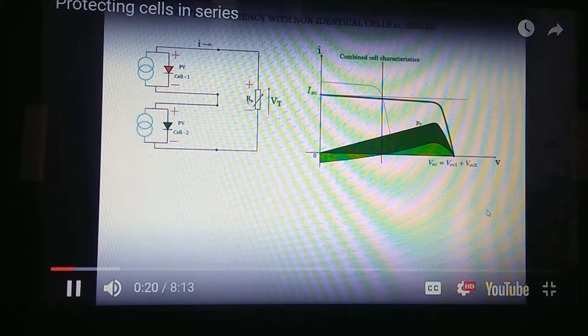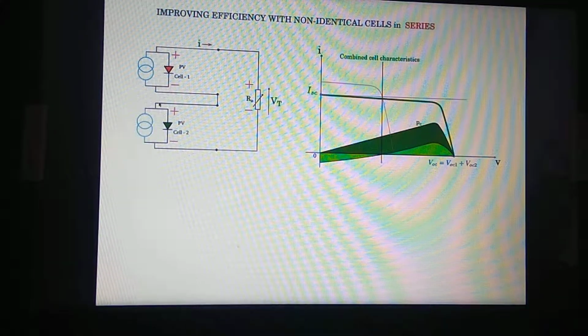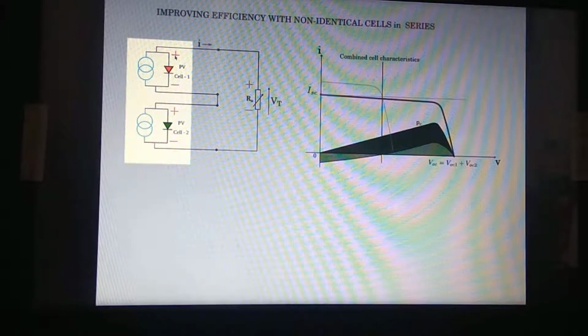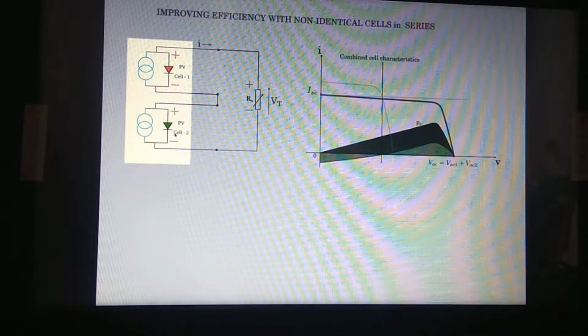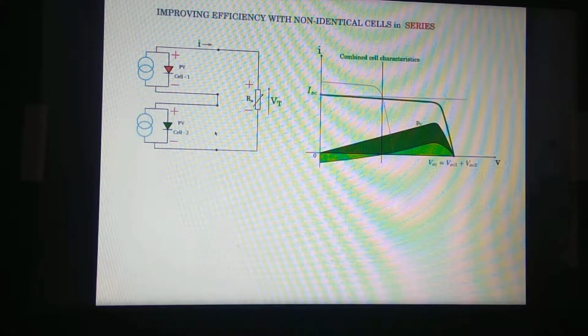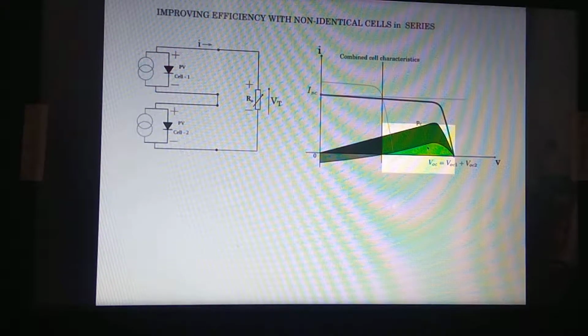Non-identical PV cells, when connected in series, have some issues. The two PV cells as connected here are now acting as sources. Notice the plus minus polarity, both are in the same direction, and they aid each other, and both are acting as sources. They are operating in this region of the IV characteristics, where power from both these cells is positive.